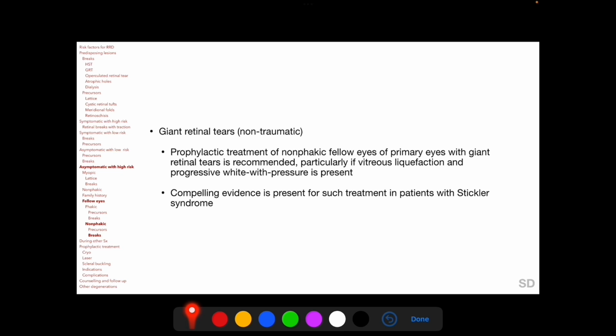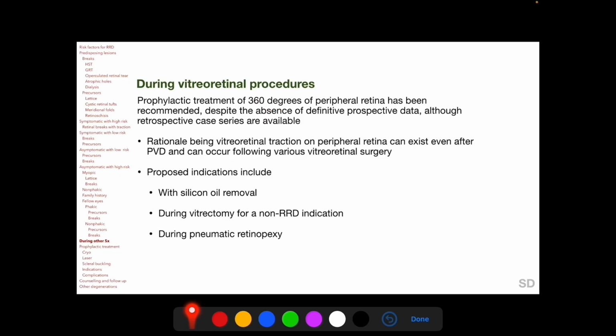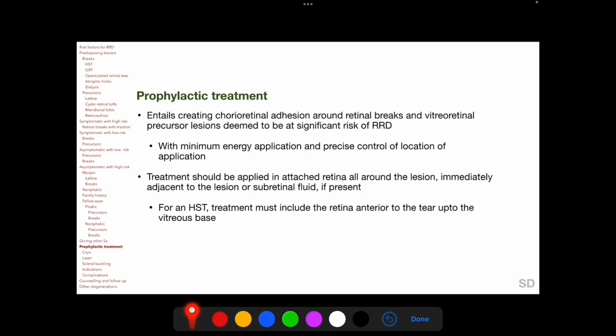As with phakic fellow eyes of primary eyes with giant retinal tears, prophylactic treatment of non-phakic fellow eyes of primary eyes with giant retinal tears is recommended, and so for eyes with Stickler syndrome. Prophylactic treatment of 360 degrees of peripheral retina during certain vitreoretinal procedures has been recommended despite the absence of definitive prospective data, and these vitreoretinal procedures include silicone oil removal, vitrectomy for a non-RRD indication such as macular hole, and pneumatic retinopexy.